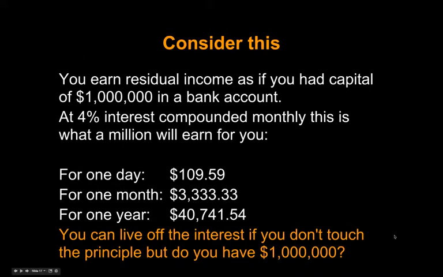Also, consider this. This money has accrued as though you had $1 million in a bank account. I say that because $1 million in an account at 4% interest, compounded monthly, this is what would happen. For a day, you would earn $109.59 in your account if you had $1 million in the bank. If you kept it in there, this is what you would see after a month's time on interest at 4%: $3,333.33. And after a year's time, this is the amount that you will see.